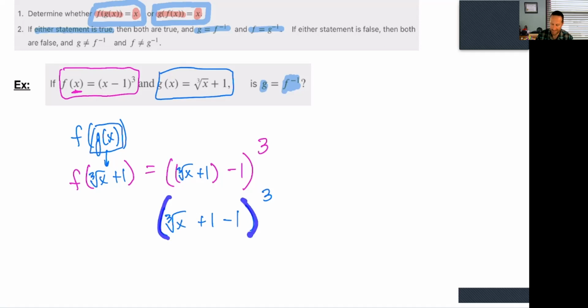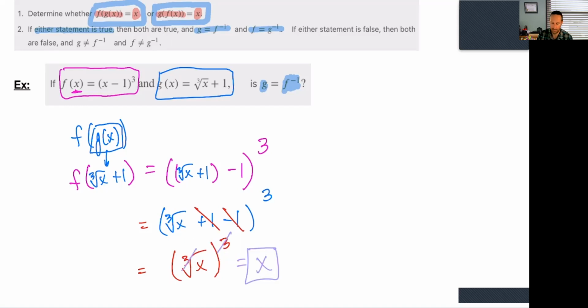Now I'll do the next outer set of parentheses. What can I do in here? Well, hopefully you can see 1 and negative 1 cancel out. So the only thing left now is the cube root of x inside of the parentheses that is being cubed. And you know that adding and subtracting the same number are inverse operations. They undo one another. Same thing with cubing and cube rooting. They will undo one another. And therefore, what we get out is just what we put in. And therefore, we can say with confidence that yes, they are inverses.